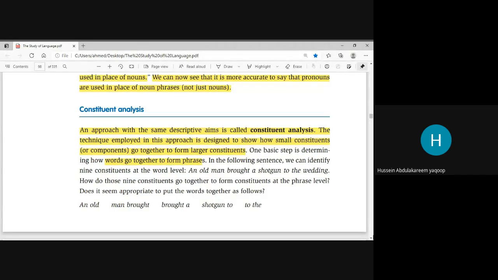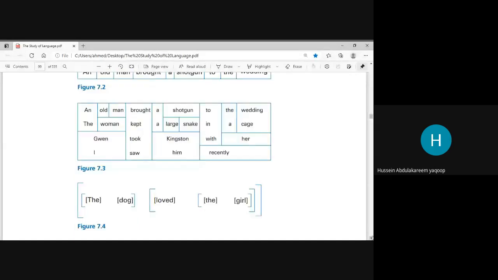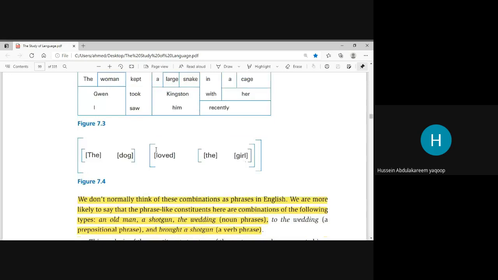How do we symbolize these constituents? In this way. Maybe we have two figures here. I may refer to the second one. As you can see here, we have this noun phrase as one group, and this one is put as a verb, which belongs to another category, and this is the girl, which may also belong to another category.